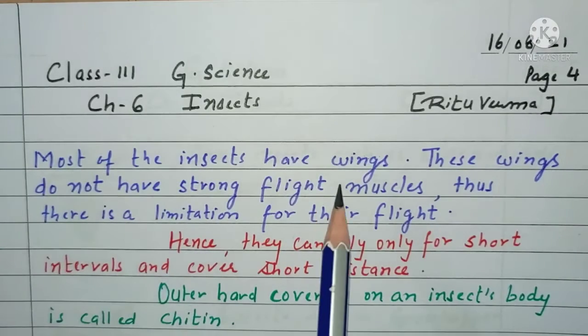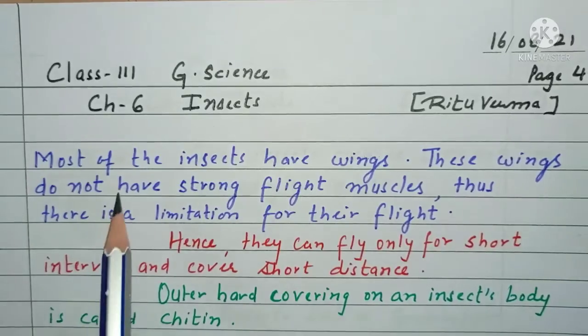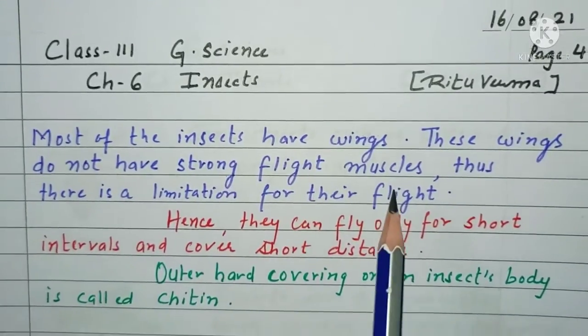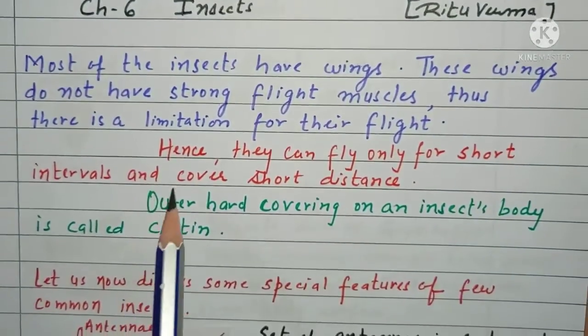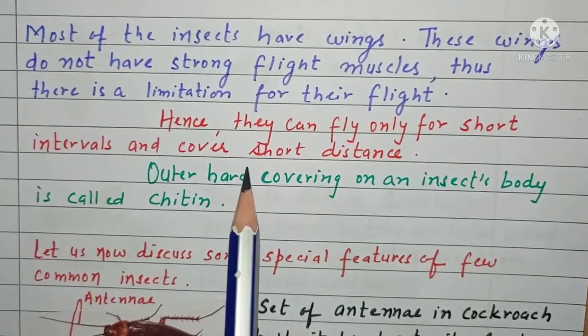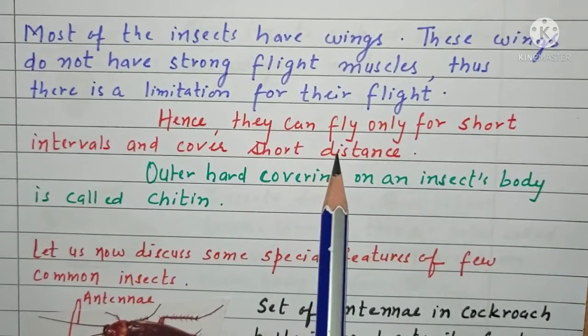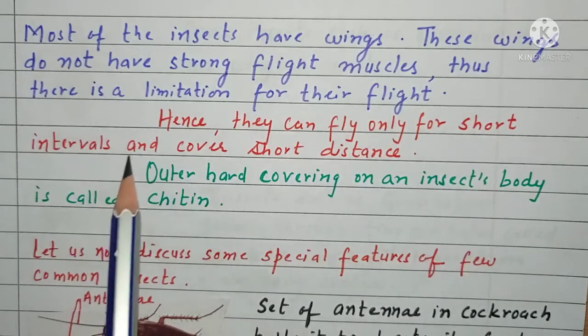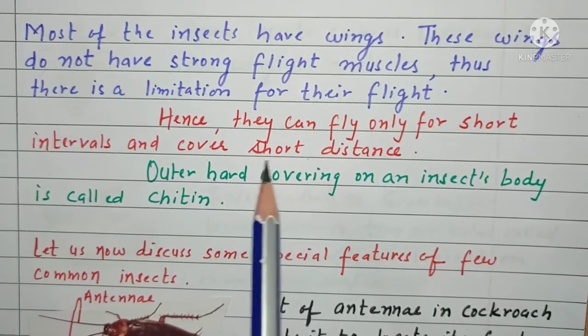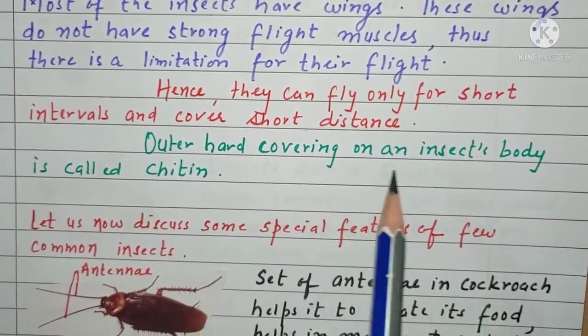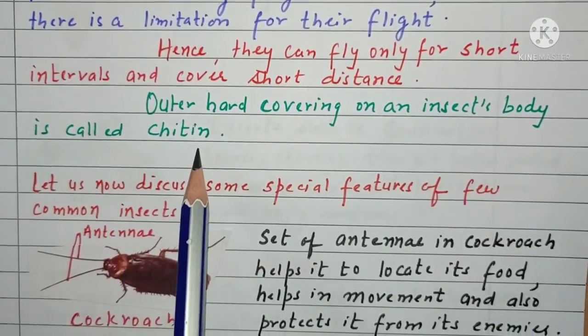Most of the insects have wings, and these wings do not have strong flight muscles, and thus there is a limitation for their flight. Hence, we have seen that insects can fly only for short intervals and cover short distances. And you know, the outer hard covering on an insect's body is called chitin.